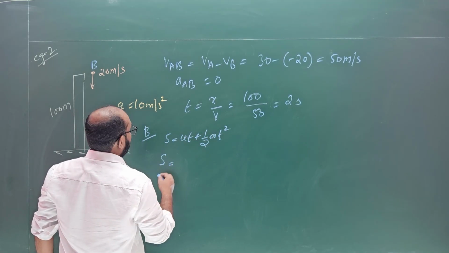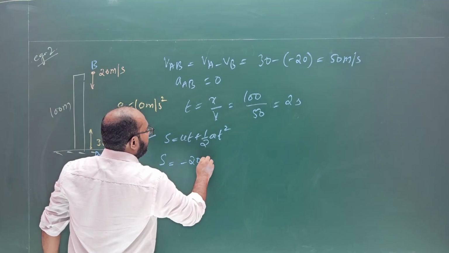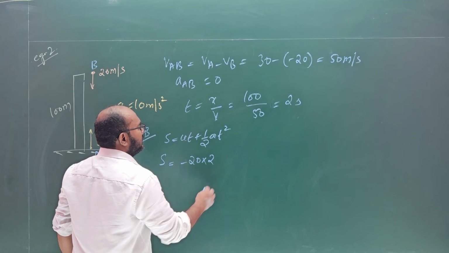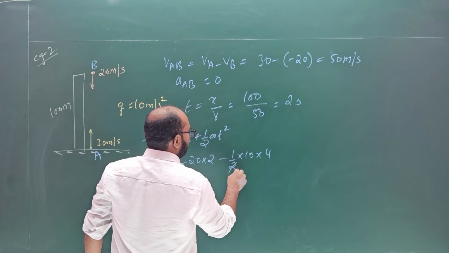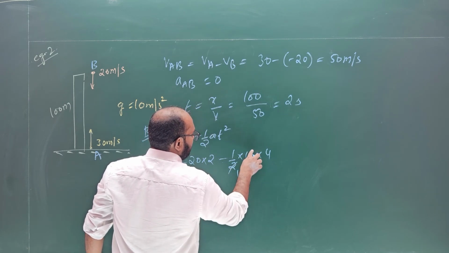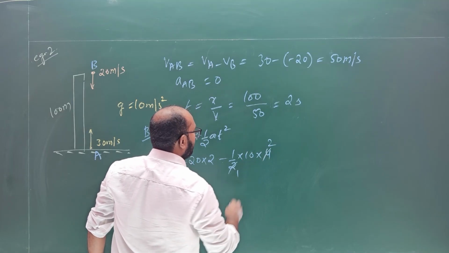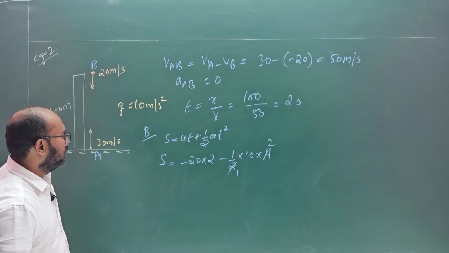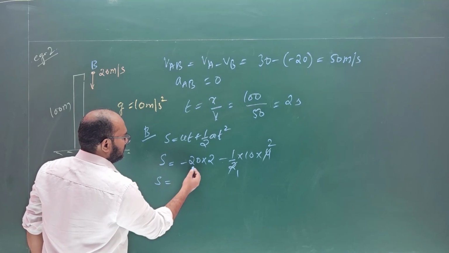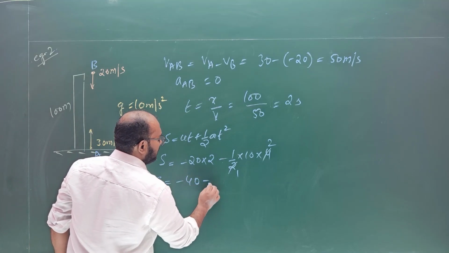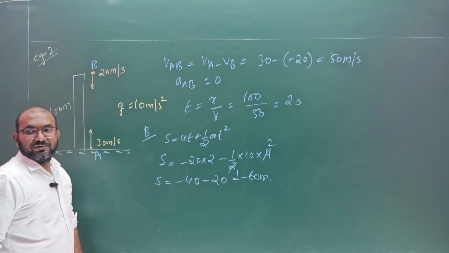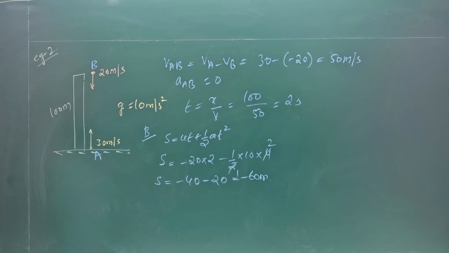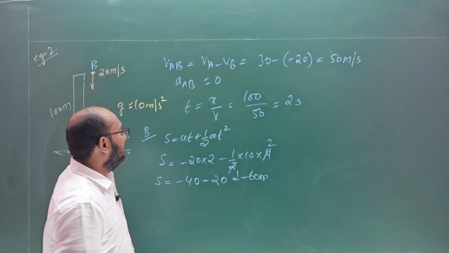So for B, can I use S is equals to ut plus half at squared, or S is equals to initial velocity of B, that is minus 20 into time, that is 2 seconds, minus half into 10 into 4, this becomes 1, this becomes, we will cancel, 2. So S is equals to, this becomes minus of 40, minus of 20, that is minus of 60 meter. Obviously, our next answer should be 40, no? Plus 40. Very good. Why? Because this object is going in the upward direction.